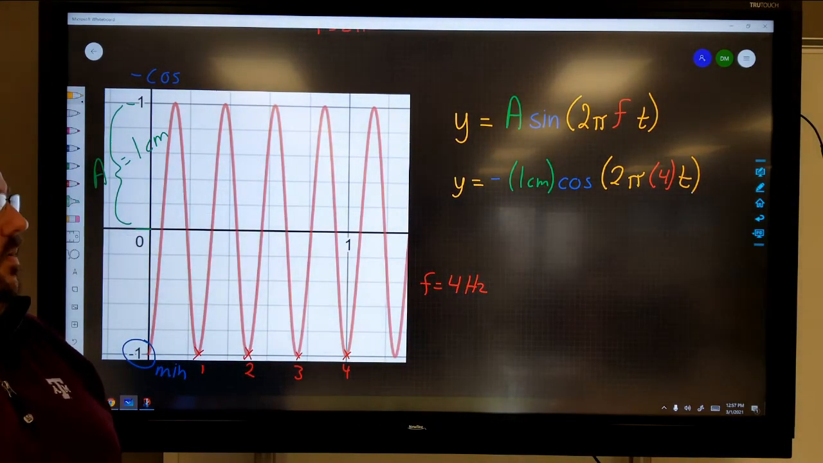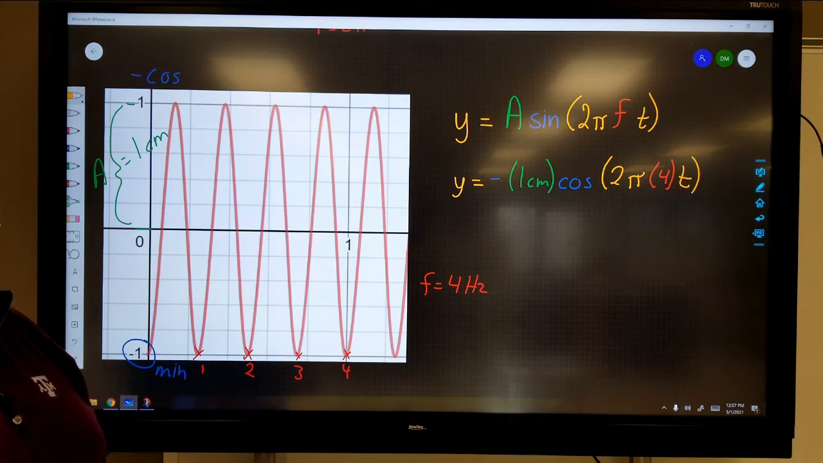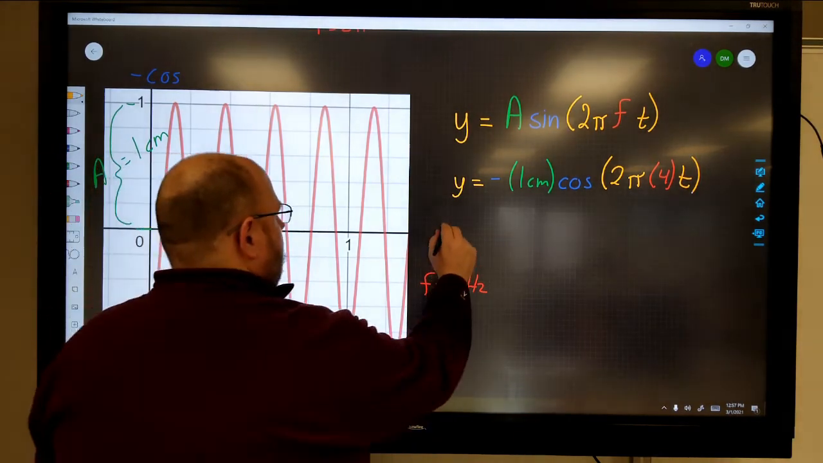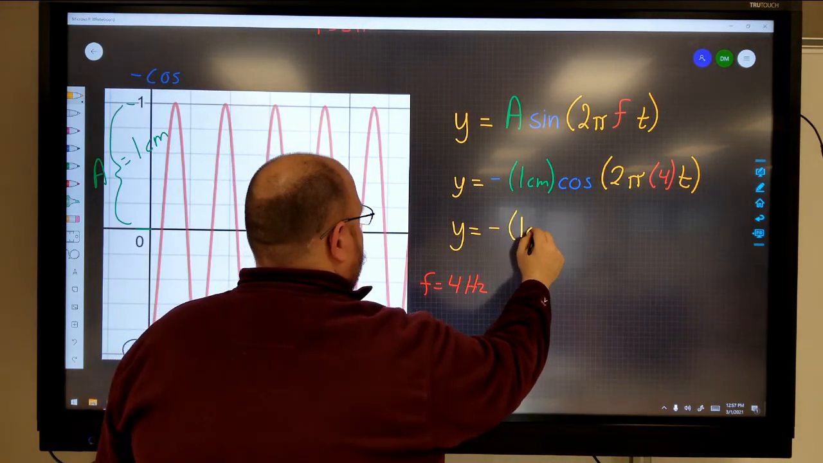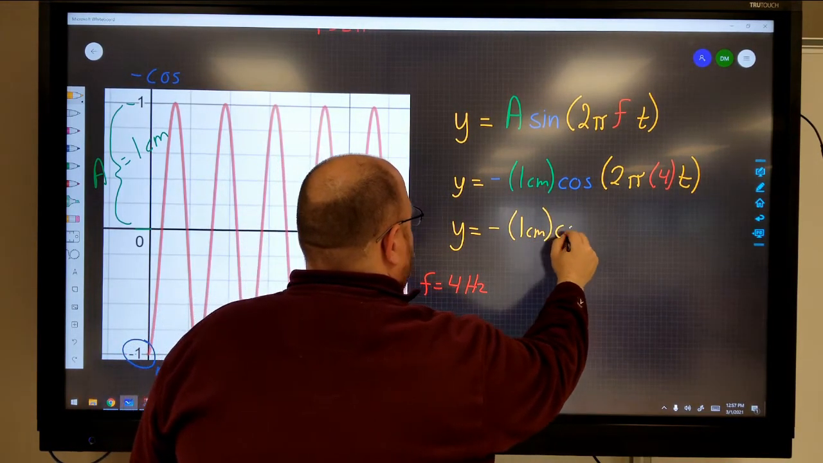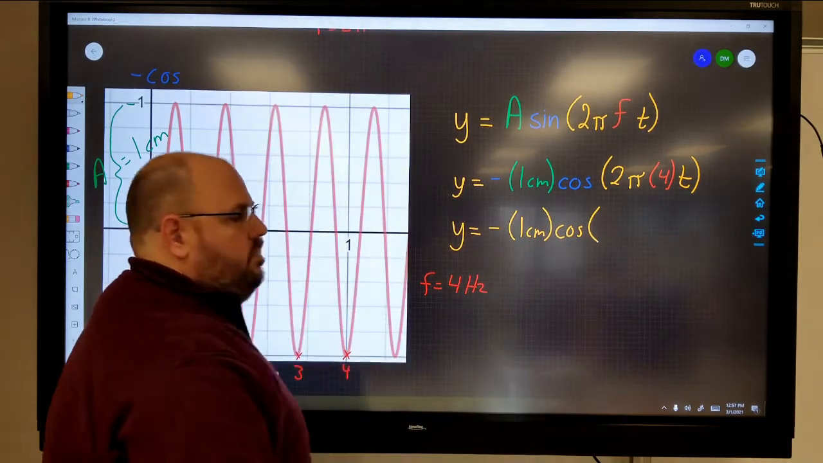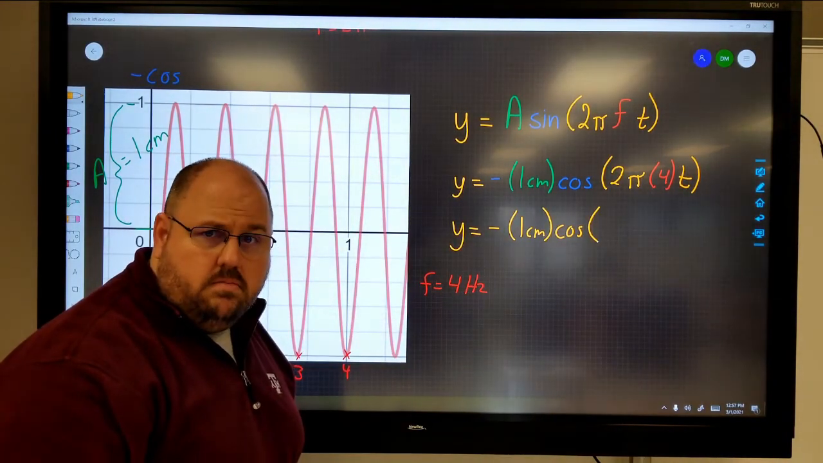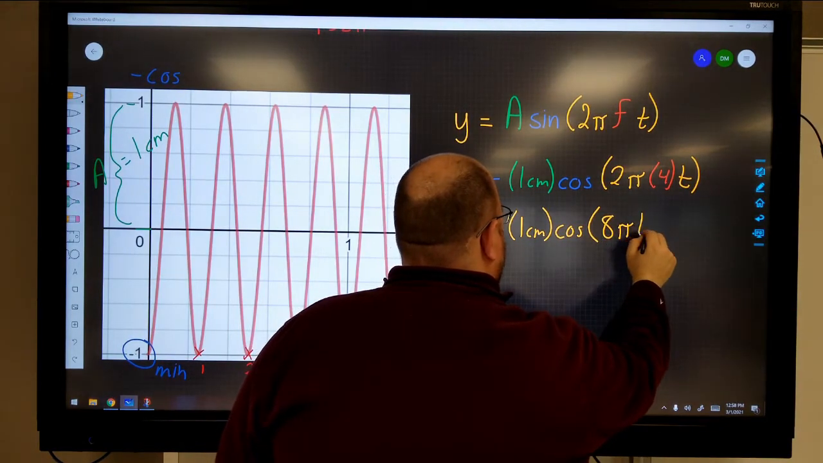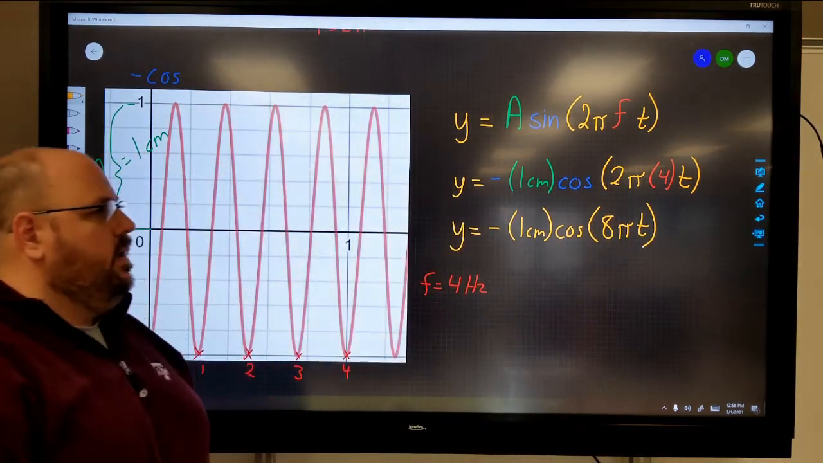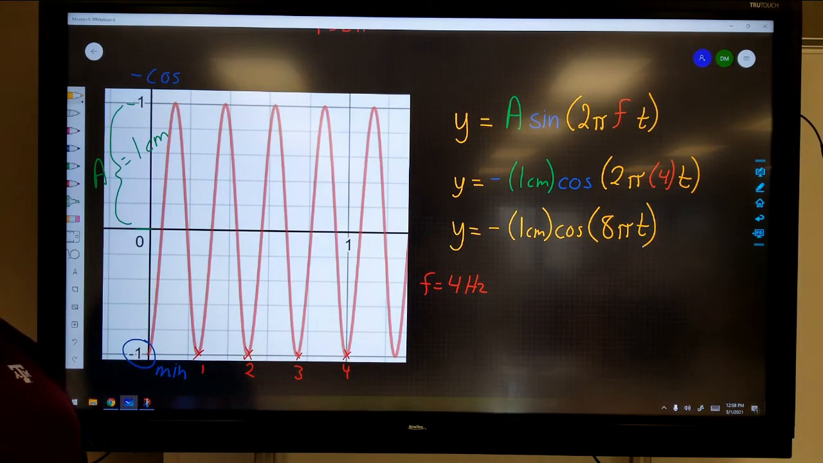And so the only thing that we might need to do after that is just kind of combine the terms inside the parentheses. And so that would look something like y equals negative 1 centimeter cosine 2 times 4 is 8. Don't forget the pi. And then don't forget the x variable t, like that.